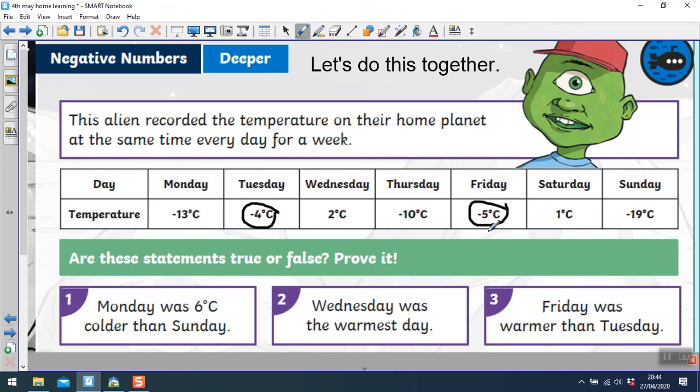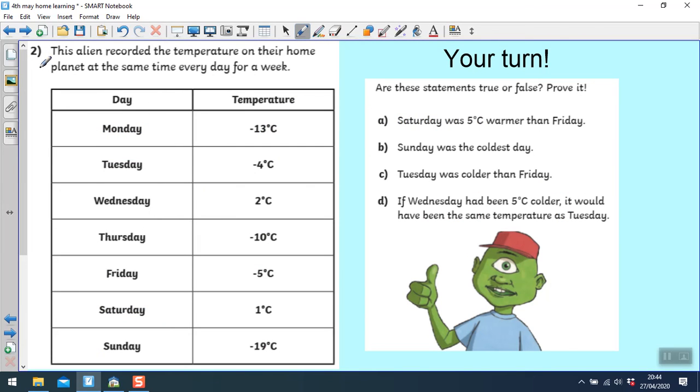It's 5 degrees less than 0. But negative 4 is just 4 degrees less than 0. So Tuesday is warmer than Friday. I'd like you to have a go at proving whether these are true or false. Try and explain them as clearly as you can. Pause the video while you do this.